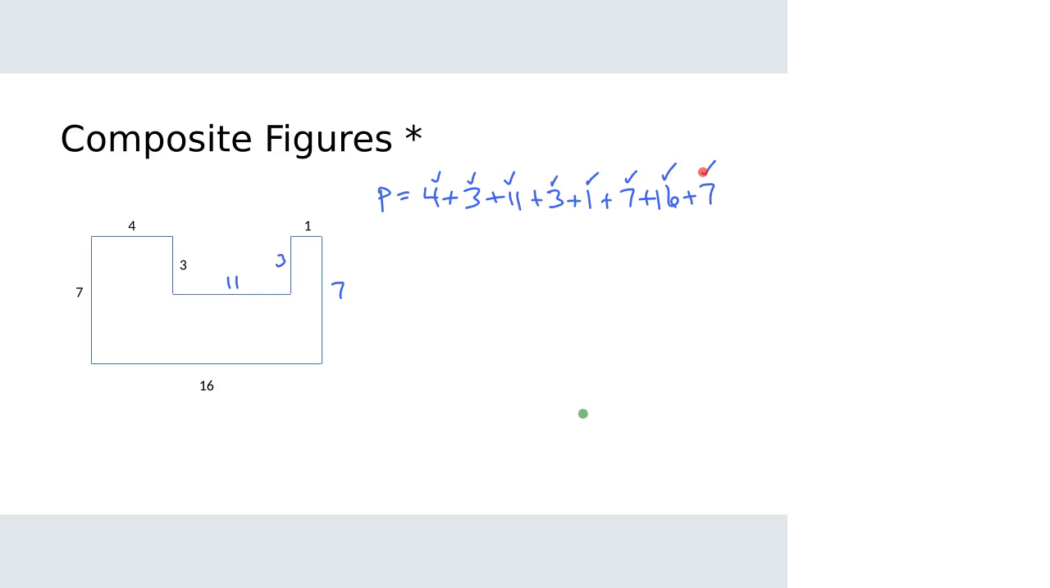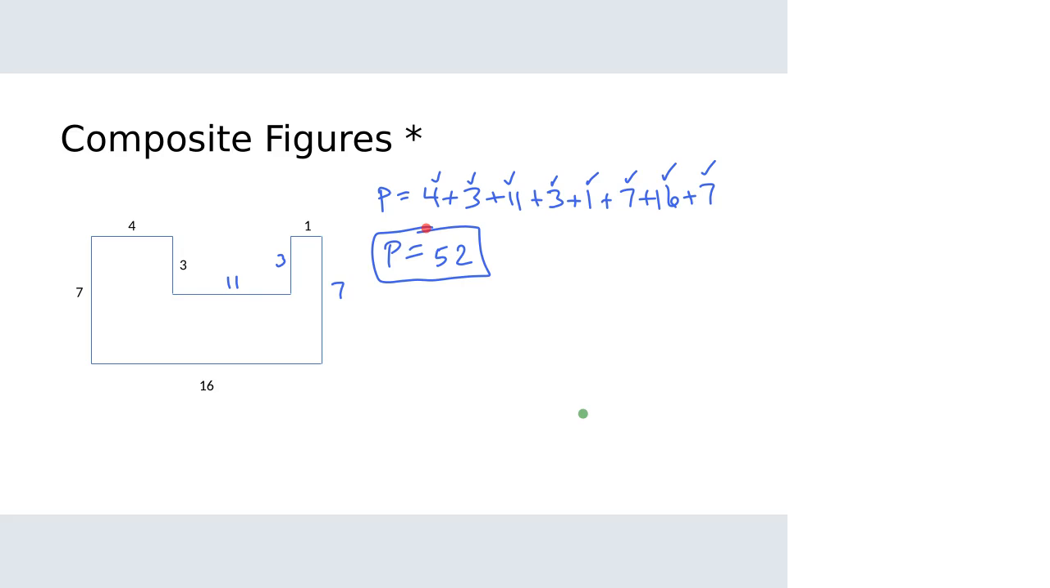So now we'll add that up. 4 plus 3 plus 11 plus 3 plus 1 plus 7 plus 16 plus 7. And it looks like the perimeter here is 52. And that was by far the most common response, so that's excellent. If you have questions about how we found that perimeter, make sure you ask them.